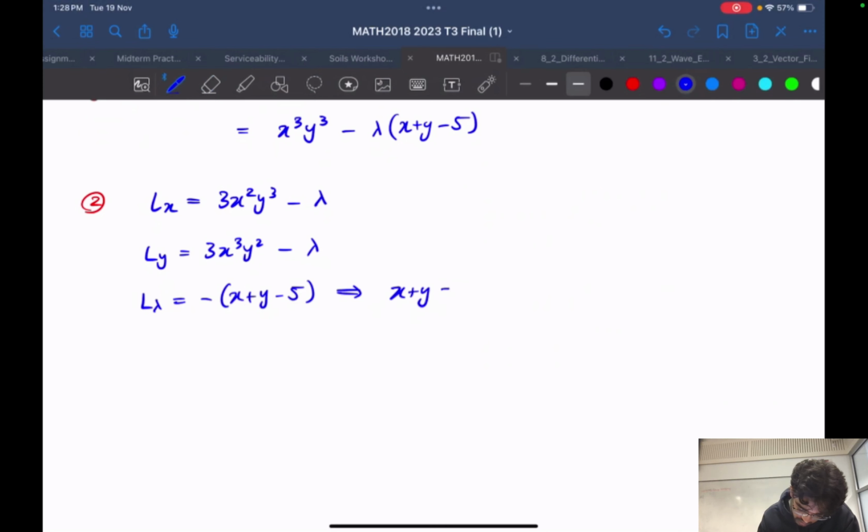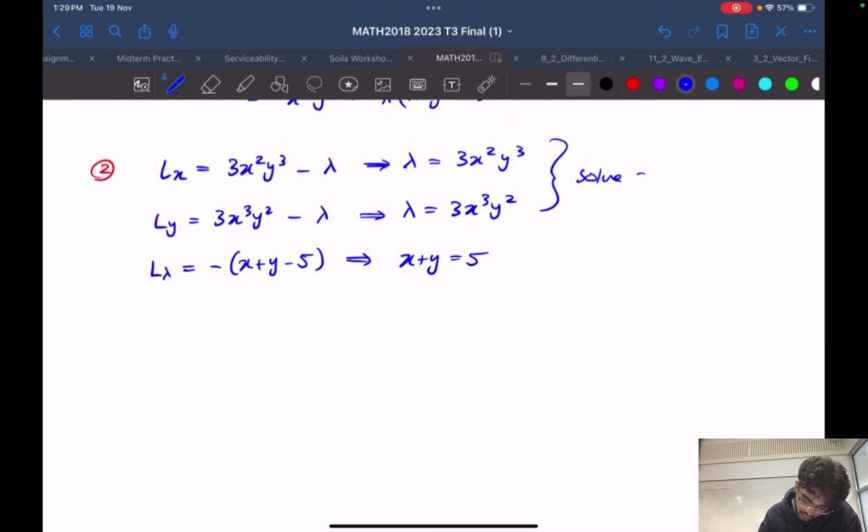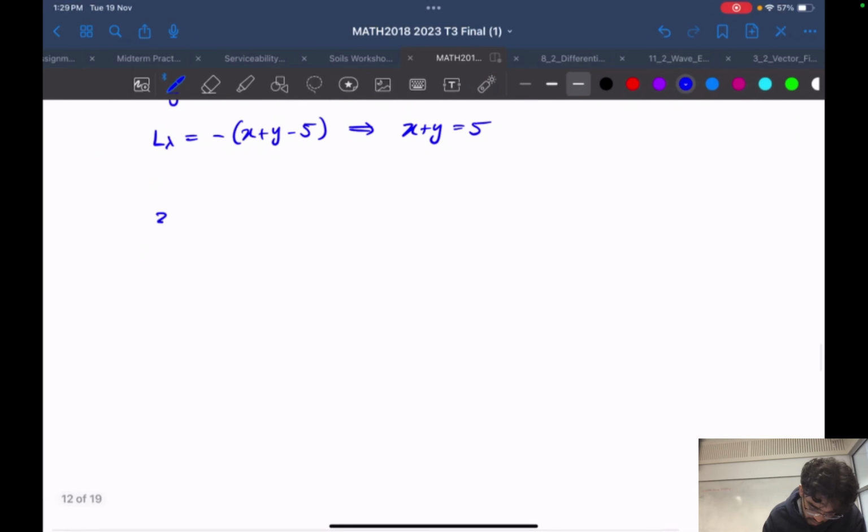So we're going to solve all three of these simultaneously to find x and y, and the maximum or minimum values. So first of all, I'm going to say this and this. Lambda is equal to 3x squared y cubed. Lambda is equal to 3x cubed y squared. Now, using simultaneous equations, solve simultaneously, you get 3x squared y cubed is equal to 3x cubed y squared. Taking everything to one side, you can just cancel out x squared and y squared on both sides.